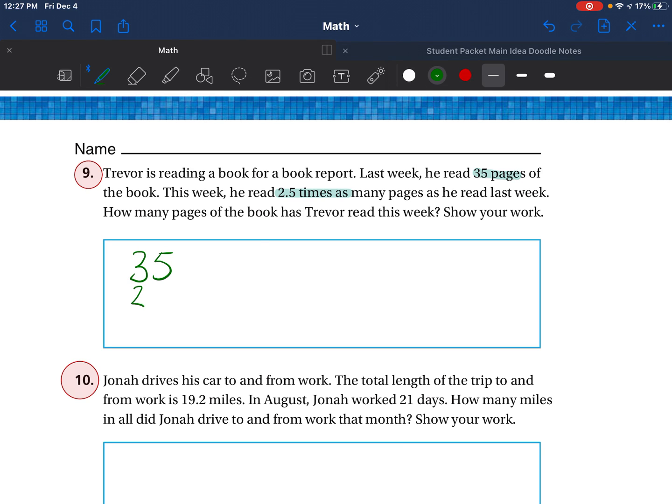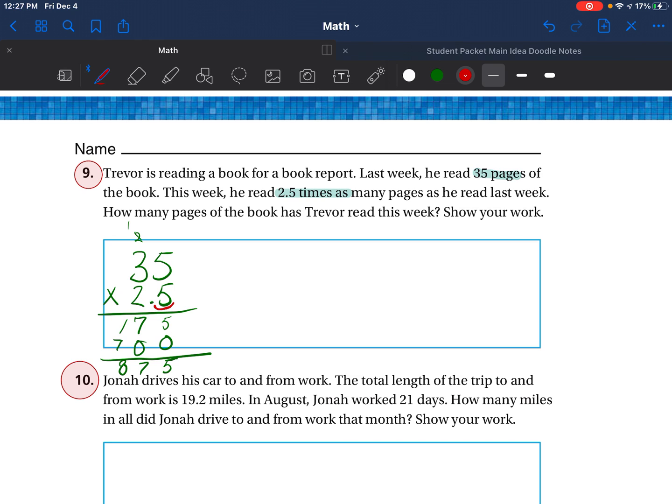Doesn't matter which number's on top or which number's on the bottom. We line them up right to left. We do not line up based off of our decimal. 5 times 5 is 25. 5 times 3 is 15, plus 2 is 17. Put our 0 for our placeholder. 2 times 5 is 10. 2 times 3 is 6, plus 1 is 7.